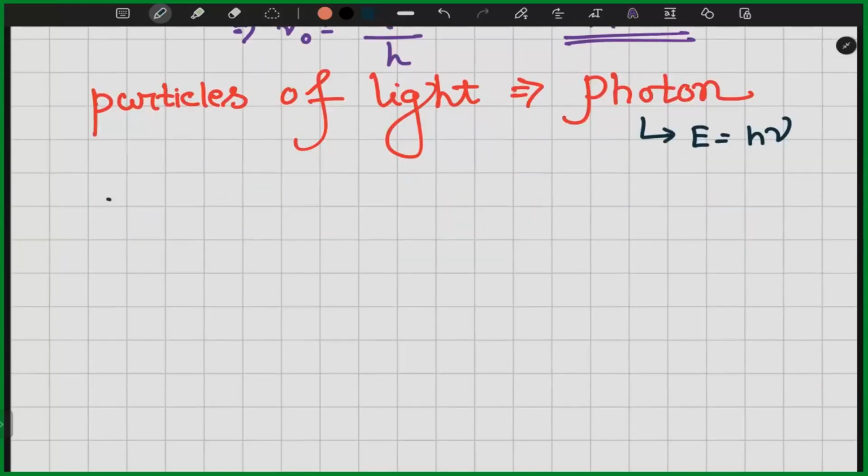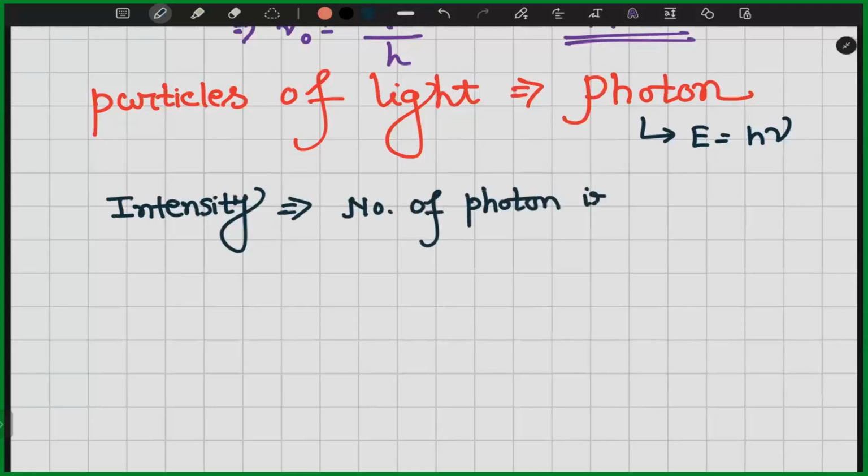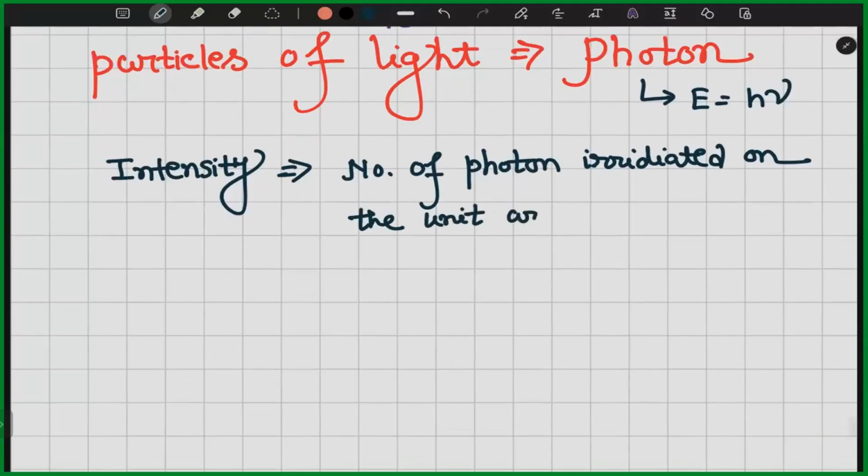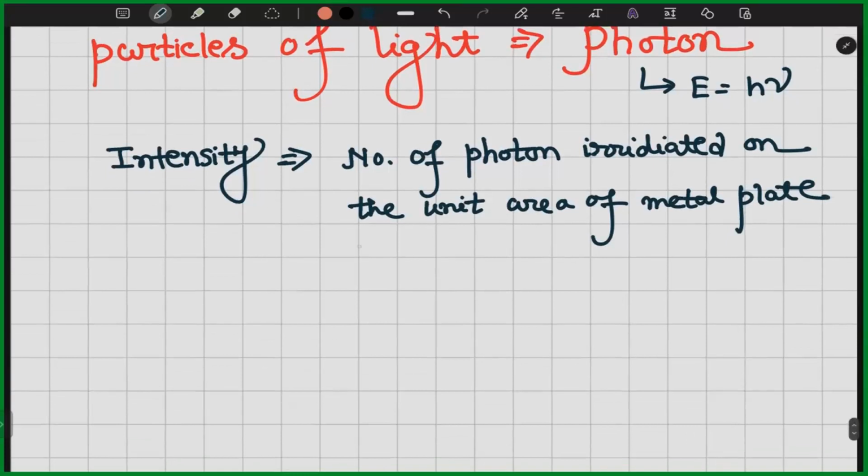Now, what is the definition of intensity, considering this particle concept? Intensity is number of photons irradiated on the unit area of metal plate at a unit time. This is the definition of the intensity. That means in a unit time, the number of photons irradiated on the unit area of the metal.